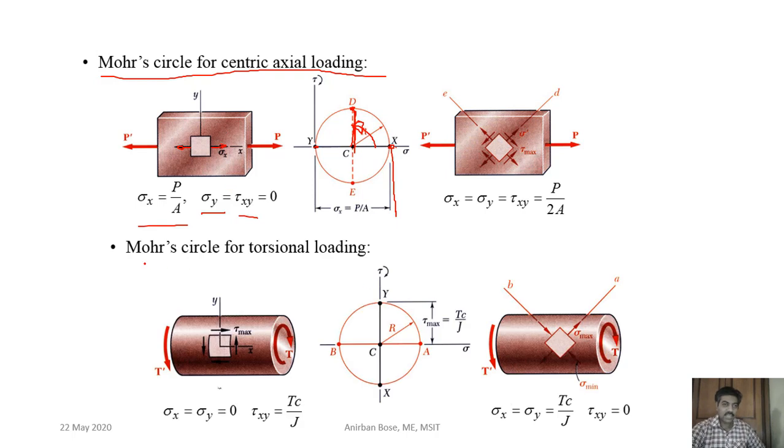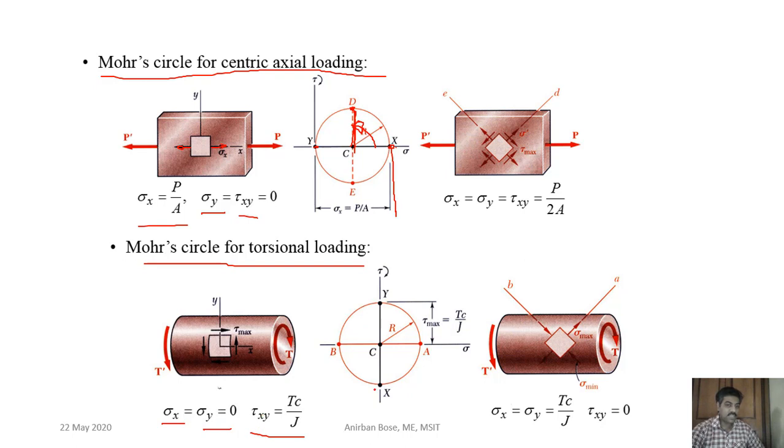Now see in case of torsional loading. Suppose this is a member and it is under torsional loading. What you know? That only pure shear will act, right? This kind of shear. There will be no normal stresses. So if you draw the Mohr circle corresponding to that, you will find the Mohr circle will be like this. Because sigma x is 0, sigma y is 0, and tau xy is what? T into C divided by J. Now you just plot sigma x and minus tau xy. You plot sigma y and plus tau xy.